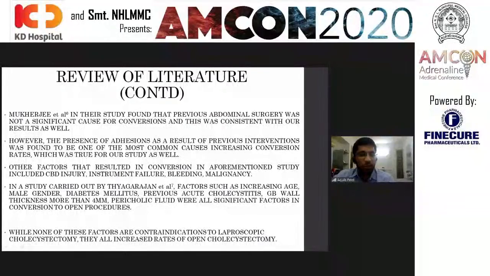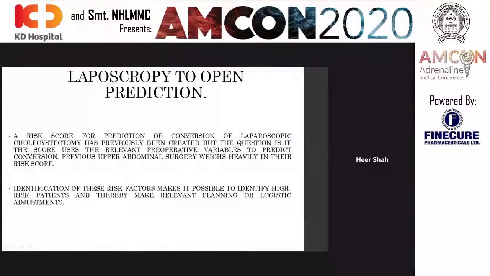In the study carried out by Thiagarajan, factors such as increasing age, male gender, diabetes mellitus, previous acute cholecystitis, or GB wall thickness more than 4 mm, pericholecystic fluid were all significant factors in conversion to open procedures. Next, please. 2 minutes left.